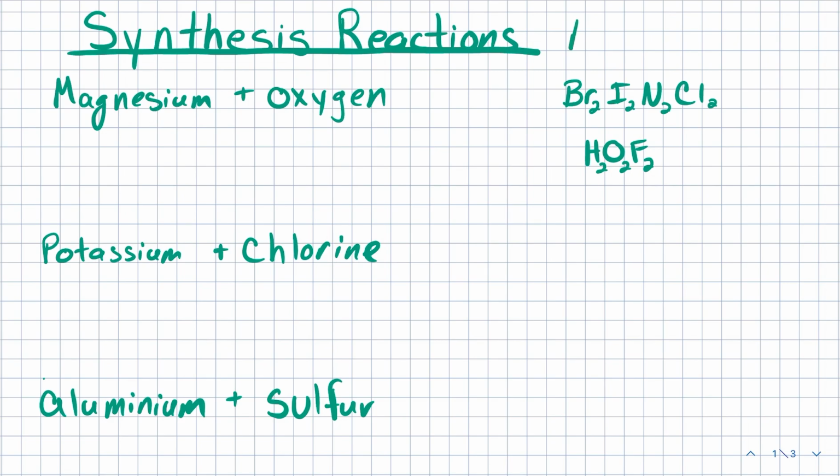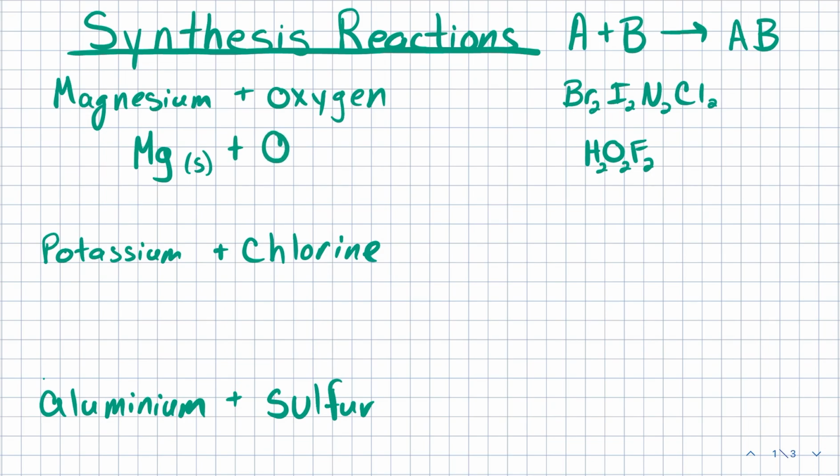And so synthesis is when we have 2 components, usually elements, but it could be a compound or a polyatomic, come together to make a single compound. So for example, on this first one, magnesium and oxygen. I have my magnesium, and it's a solid.